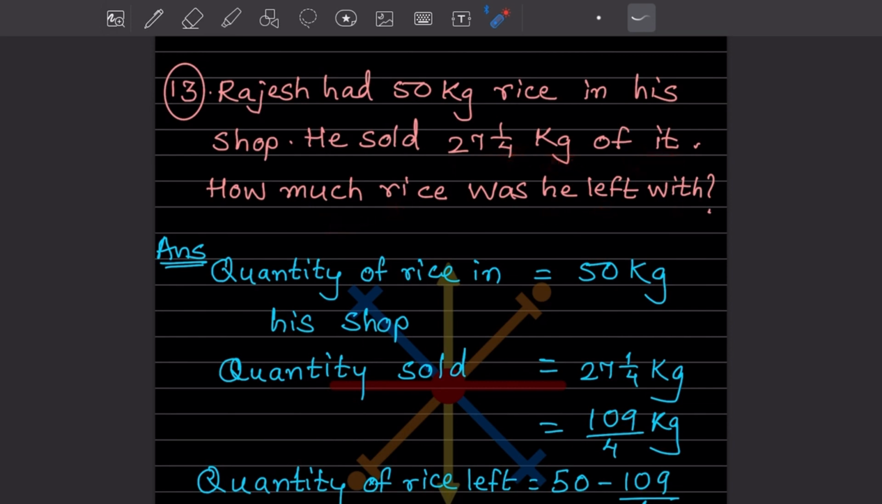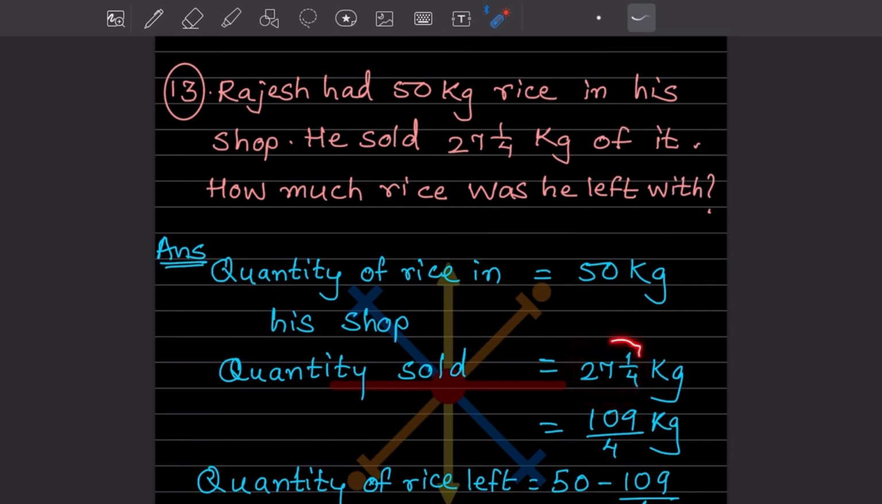Now see here, first thing, what will you look at? Look at the first sentence: quantity of rice in his shop. How much is that given? 50 kilograms, so you will write it. Then you will look at the second sentence: he sold 27 1 by 4 of it. So the first thing is 27 1 by 4. This is the quantity sold.